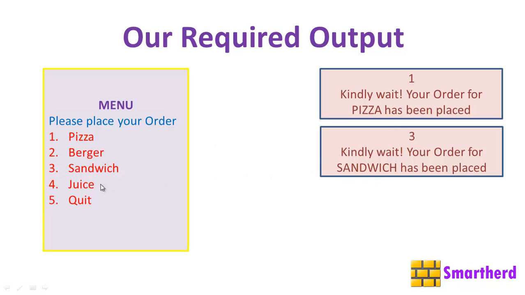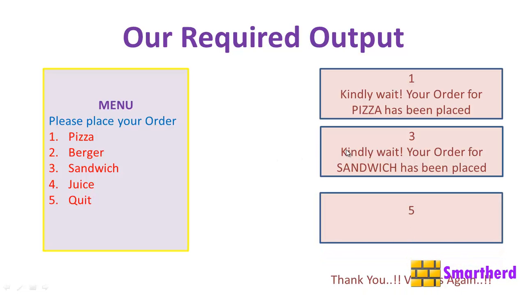Now, what if user presses 5? If user presses 5, then we have to print thank you, visit us again, and this will end our program. So, until user presses 5, we have to print all these things: kindly please wait, pizza, sandwich, juice, burger, according to their wish.